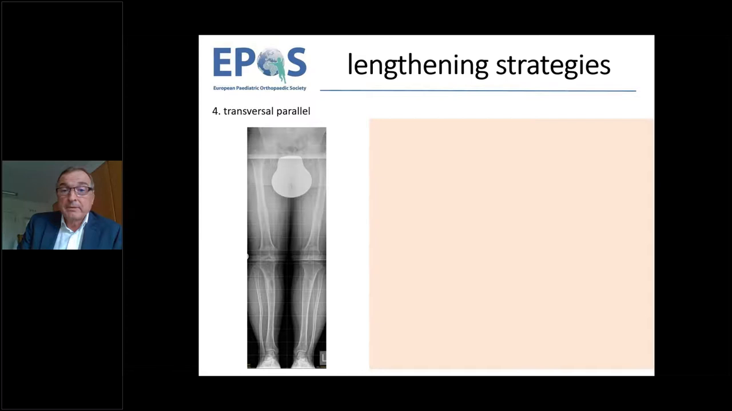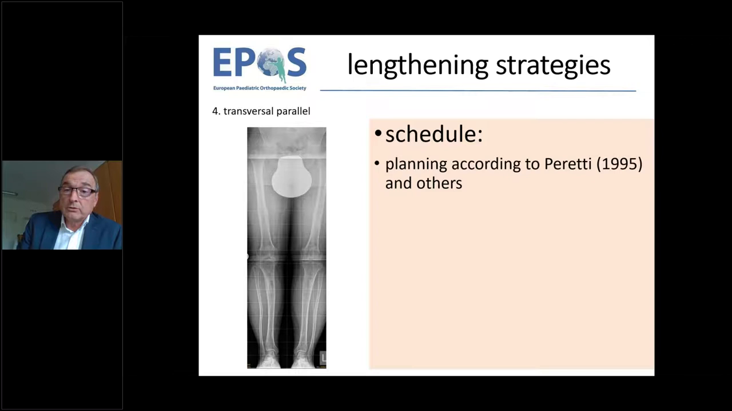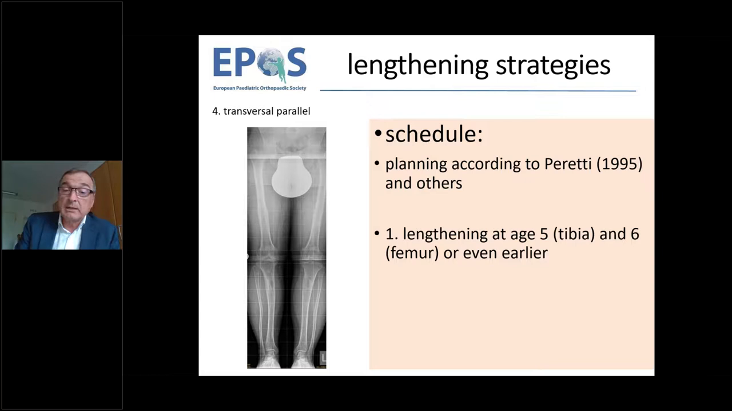And you also have to plan by giving the patient a schedule. We can try to use the planning according to Peretti, who started at age 5 with the tibia and 6 with the femur. Many others have decided to start even earlier, and you must select the strategy and then schedule mostly 2 to 4 lengthenings to achieve your goal.